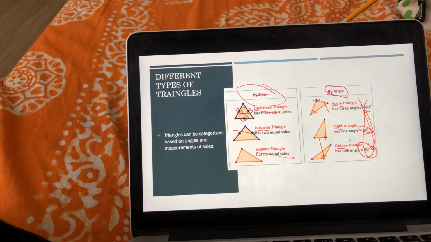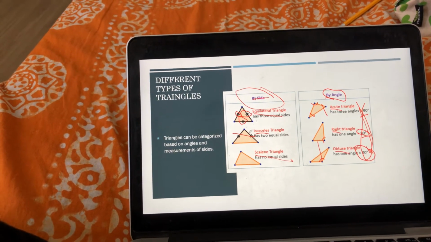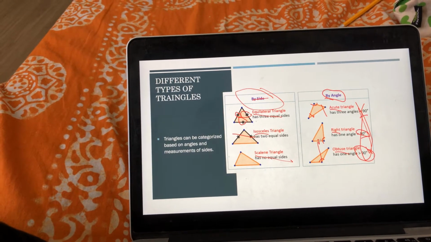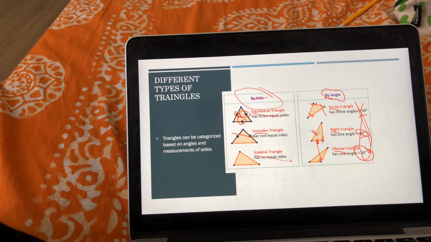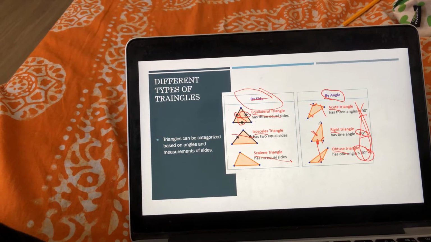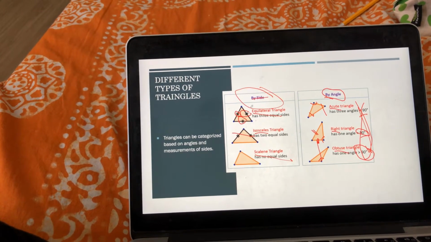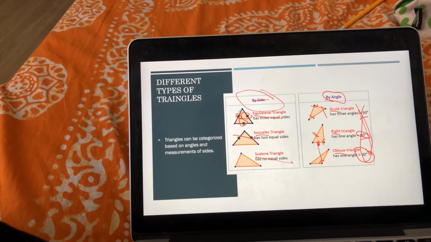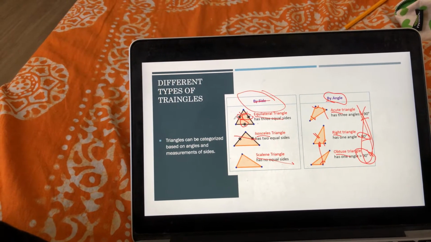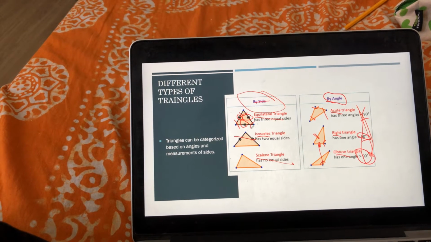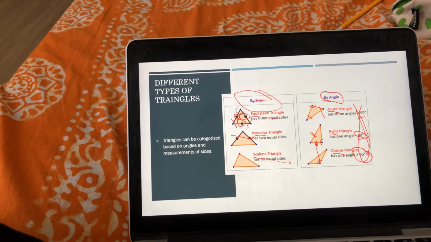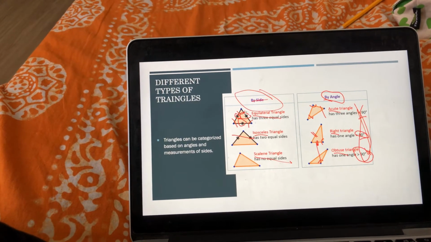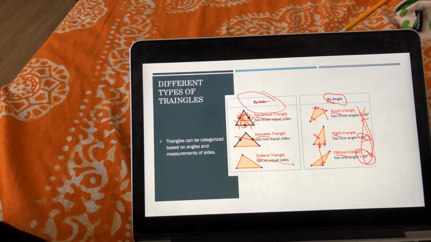There can be chances when two of these concepts are combined. In the case of a right angle triangle, we can have these two sides equal, so it becomes an isosceles right angle triangle. And in the case of an equilateral triangle, when all three sides are equal, the three angles can be less than 90°, and this can be called an acute triangle as well, an equilateral acute triangle.